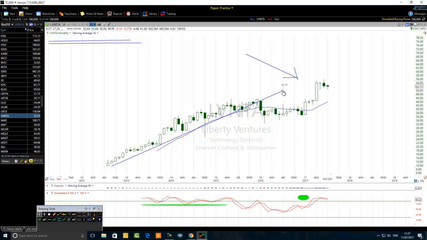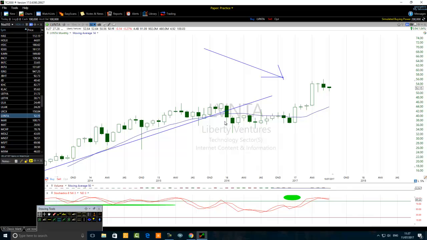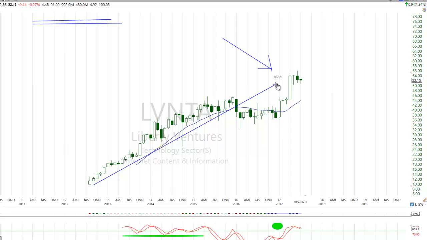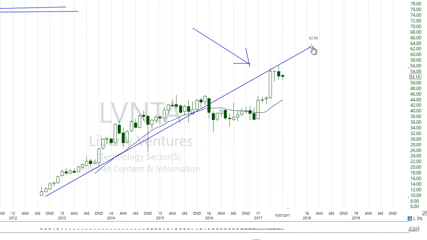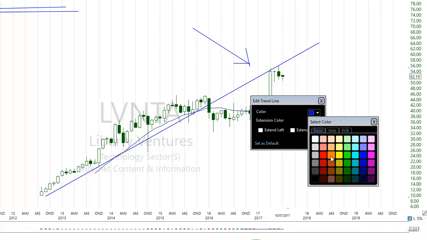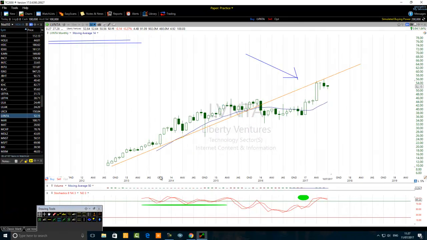I prefer this one like this. We are connecting this low here, and that one here, this one here. So how is my trend line? If we extend it, look carefully, we're going to extend that trend line. Everybody happy? That's the trend line. Let's change the color of that trend line into orange.